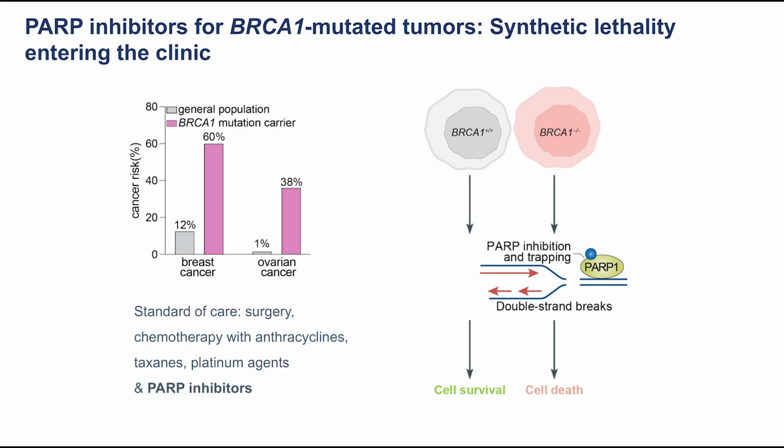Unfortunately, we know that these tumors are very genomically unstable and frequently develop resistance through a variety of mechanisms, but the one I would like to focus on for today is the additional loss of 53BP1, and this leads to partial survival of these cells again. So you might agree with me that it's very important to understand the mechanism of action of PARP inhibitors in greater detail in order to tackle resistance.